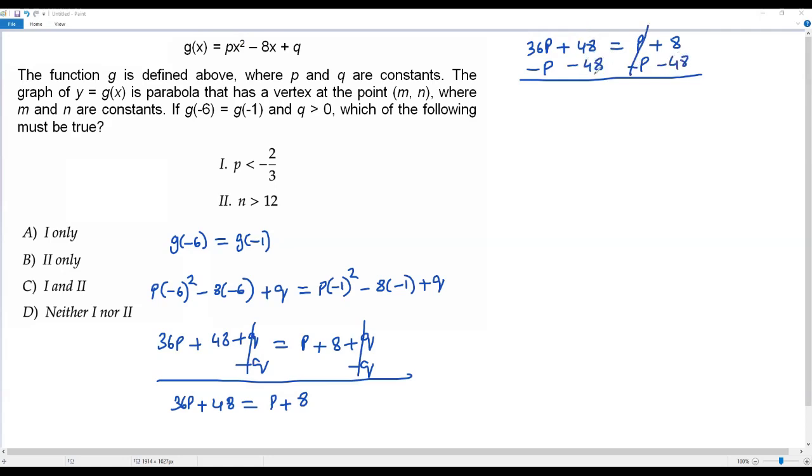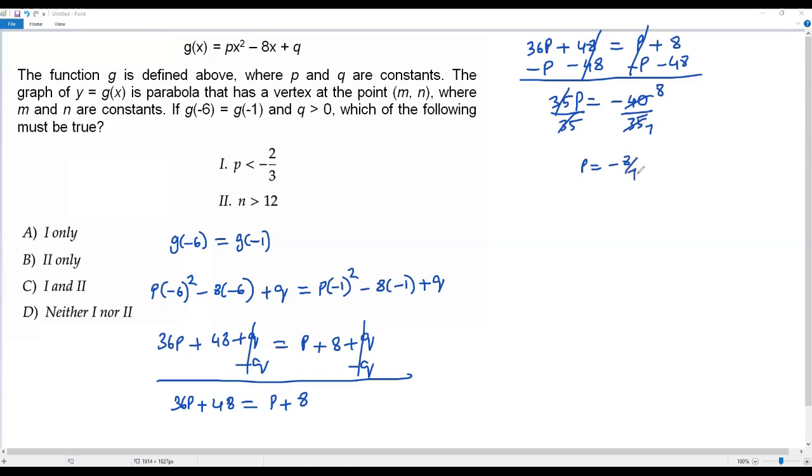So now positive p, negative p will cancel. Positive 48, negative 48 will cancel. When I combine 36p and negative p, I'm getting 35p equals, on the right side, when I combine positive 8 and negative 48, I'm getting negative 40. So now I divide both sides by 35. Both 40 and 35 have the greatest common divisor 5. 5 goes into 35 7 times, 5 goes into 40 8 times. So I'm getting p equals -8/7.